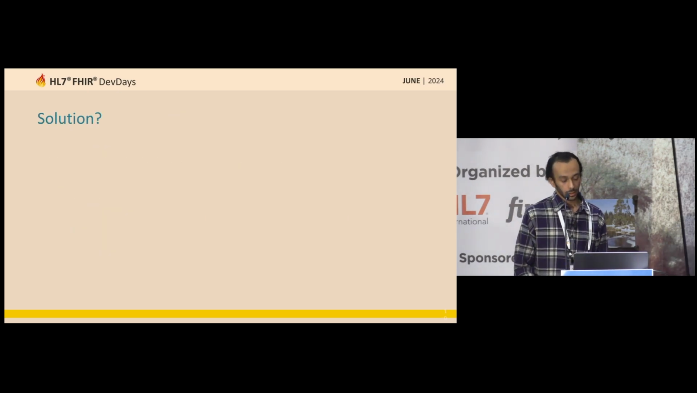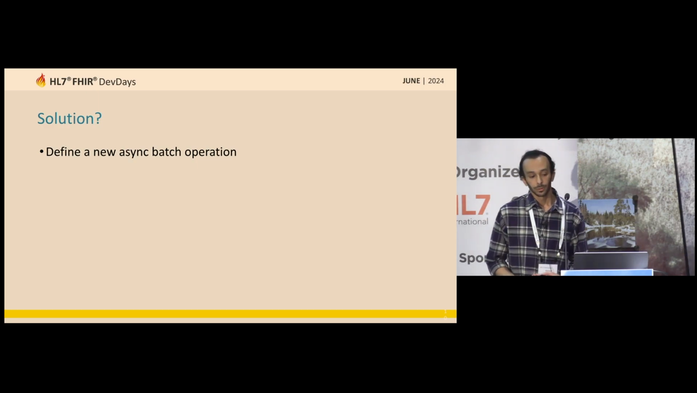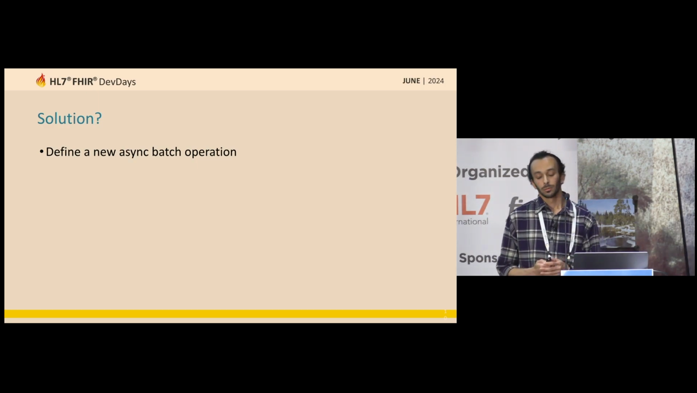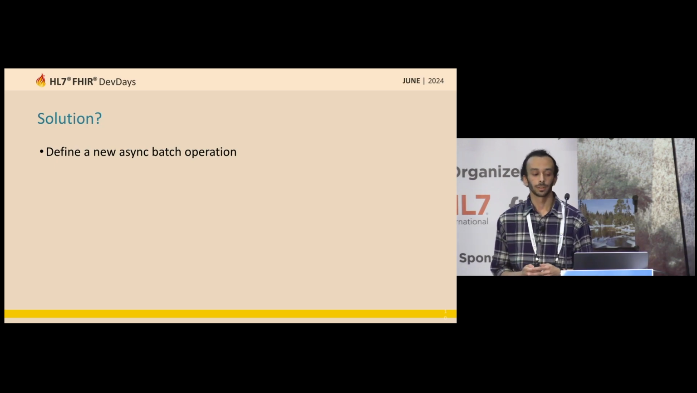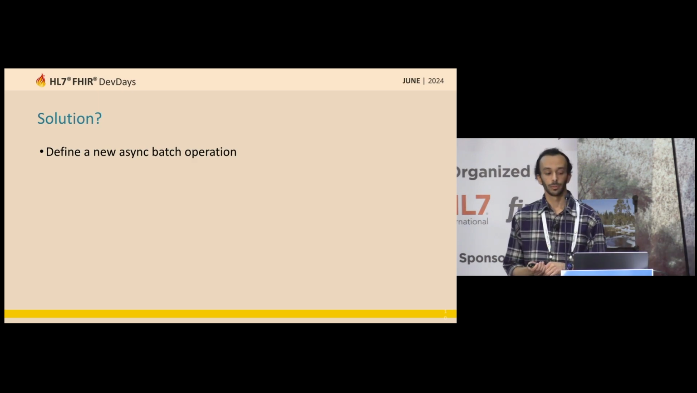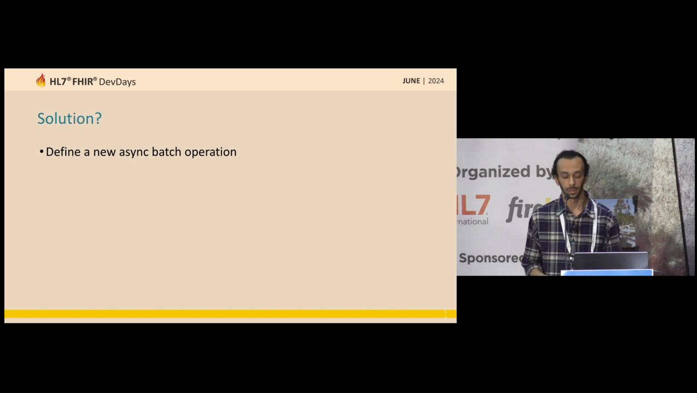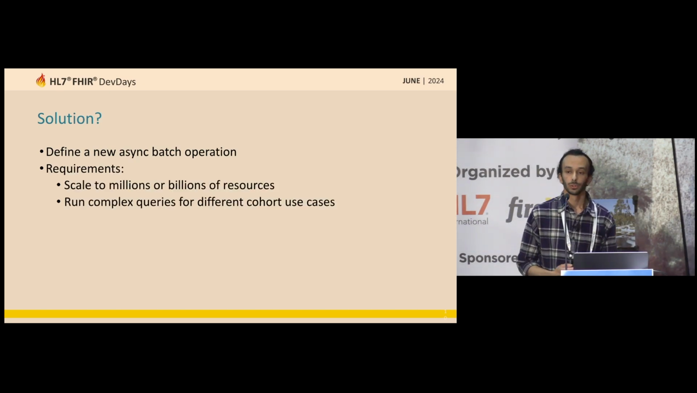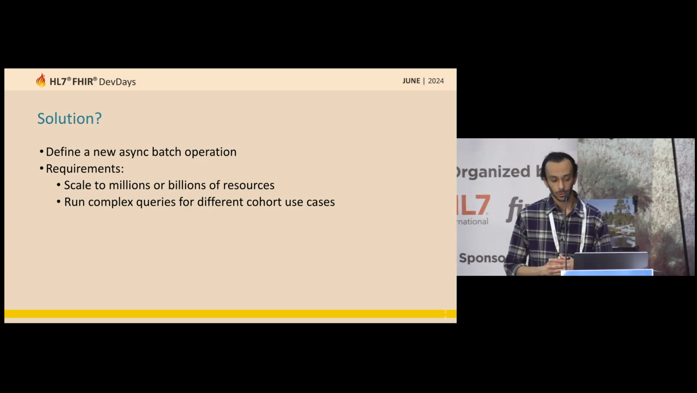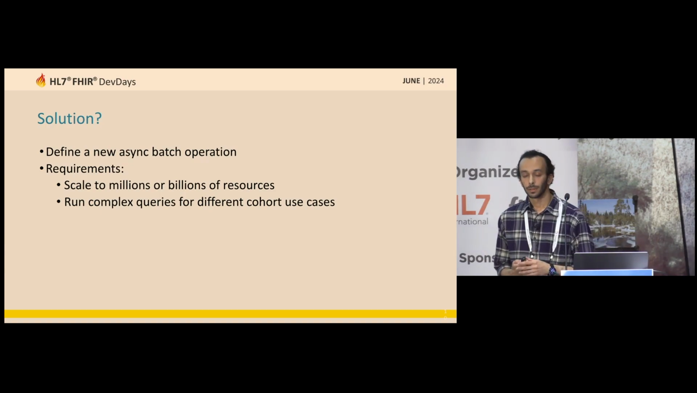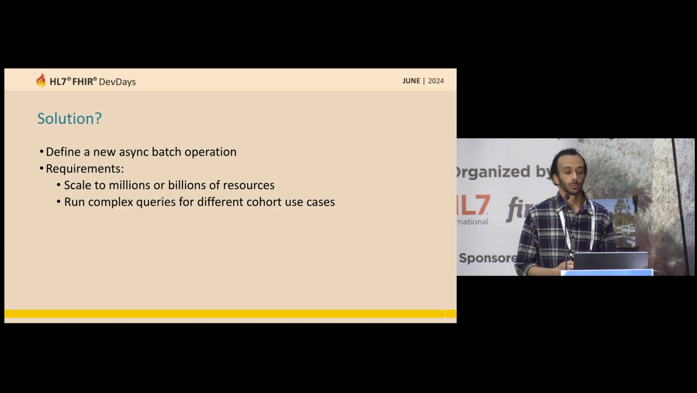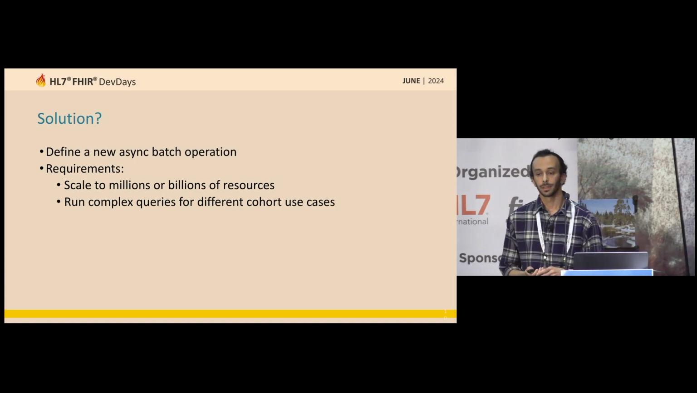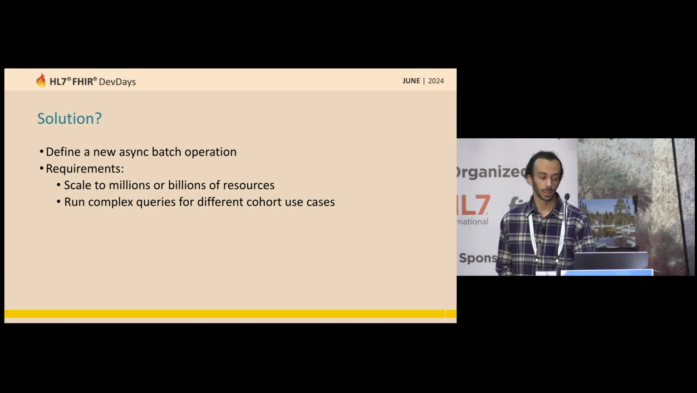So we thought about defining a new async batch operation, which will be mainly designed for defining and executing cohorts. It will run a batch operation similar to FHIR export, and will return the results or send them to another pipeline. We had two main requirements. We wanted this operation to be able to scale to a large number of resources, and we wanted it to be as flexible as possible and able to run very complex queries, so that it can fit most of the cohort use cases we've seen.